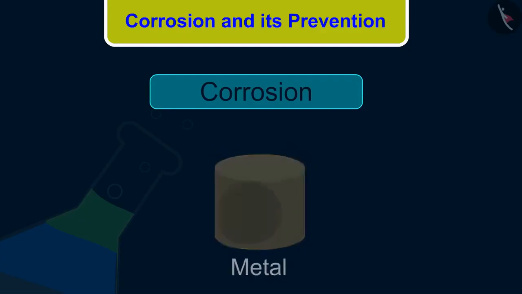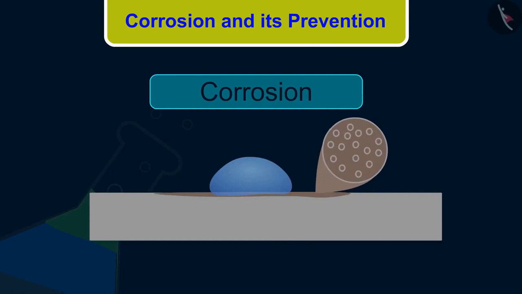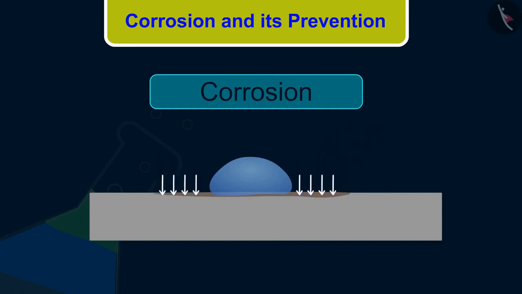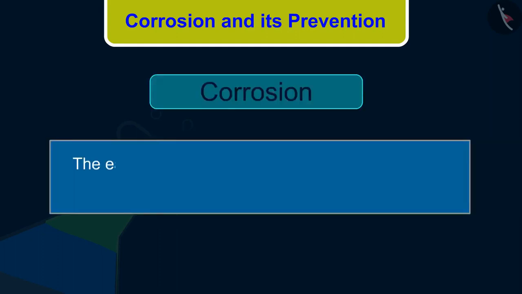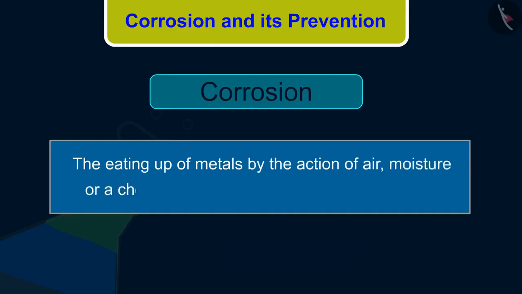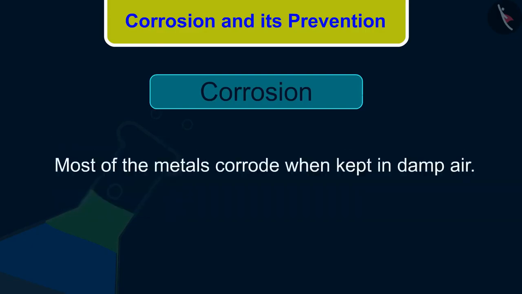In some metals like iron, these compounds are porous and gradually fall off from the surface, and then the metal underneath the surface is also attacked by these factors. So, what did you understand about corrosion? The eating up of metals by the action of air, moisture, or a chemical on their surface is called corrosion. Most of the metals corrode when kept in damp air.